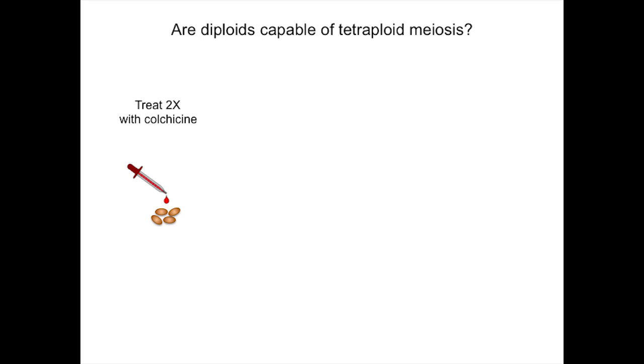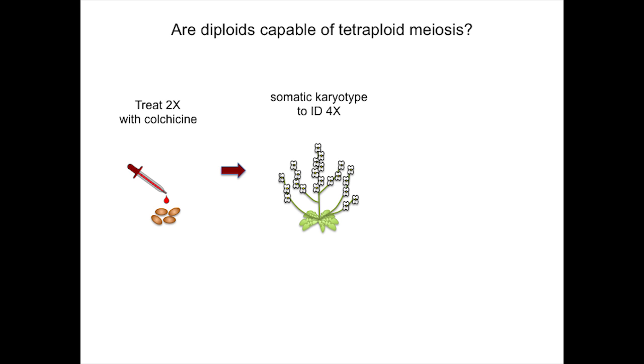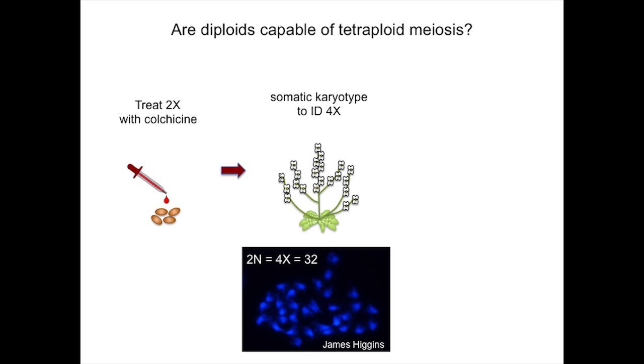To test this, we took diploid arenosa seeds. We treated them with colchicine, which is a microtubule inhibitor that can lead to polyploidy. And then we karyotyped somatic plants to identify the tetraploids. Again, this was done by James. He counted chromosomes on lots of somatic spreads and verified that, in fact, the plants were fully tetraploid. And then he did a lot of cytology on their meiosis to see what was happening.